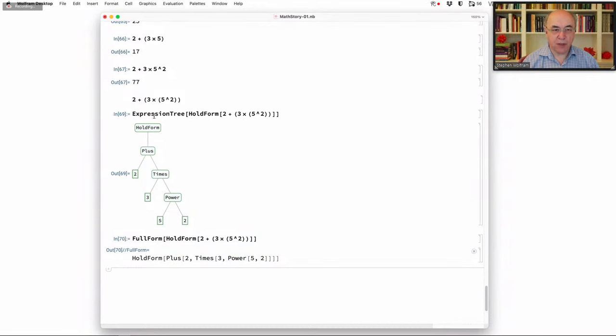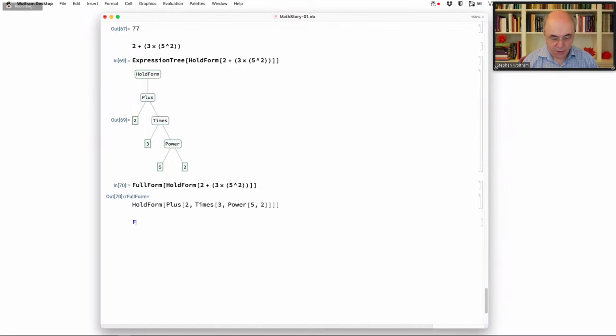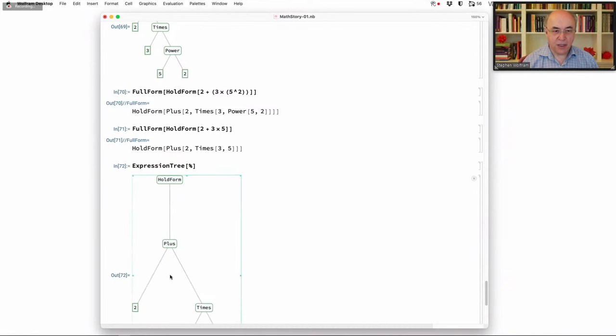If we were to do this without parentheses, well, this particular one I put in the parentheses in the right way. But if we were to do something like this, we would see in the full form of that, we have to hold it, because otherwise, if I don't use hold, it'll just evaluate it. This is 2, the plus of the 2, and then the times of the 3 and 5. And if we show the tree version of that, we can see it is a tree where the plus is on the outside and then there's times on the inside.